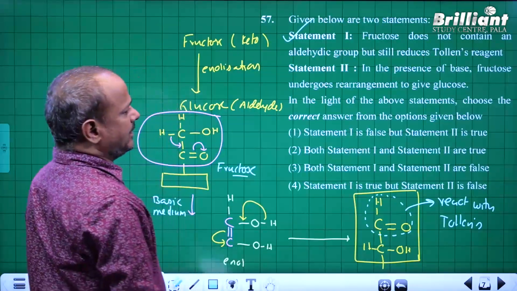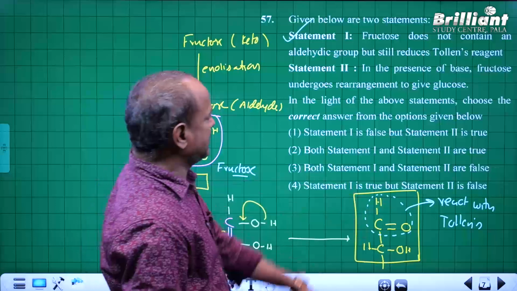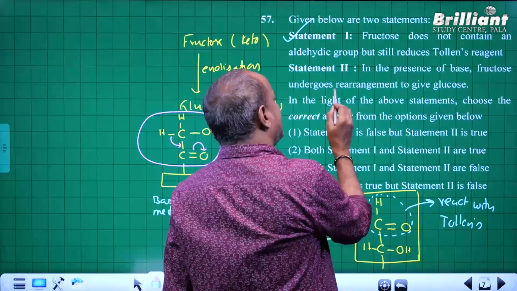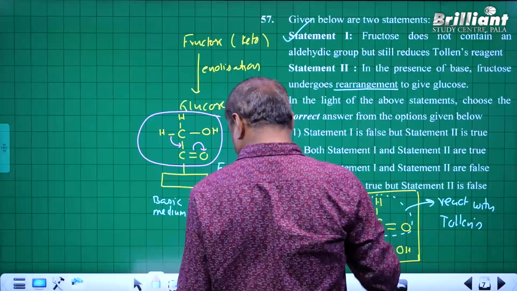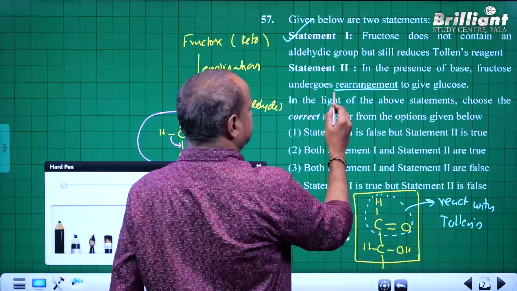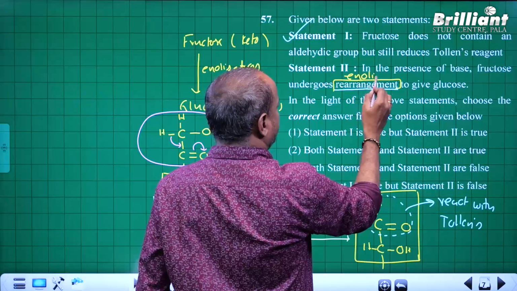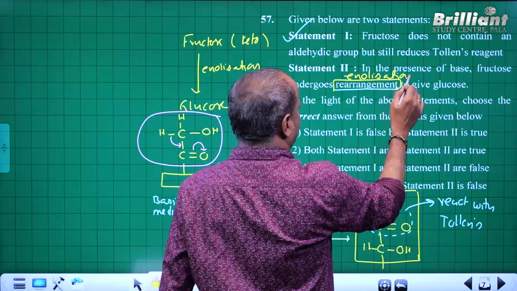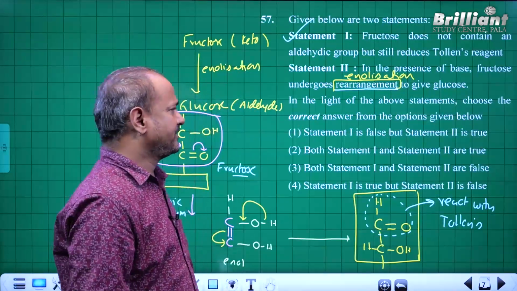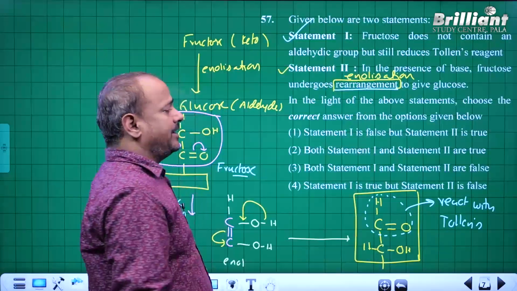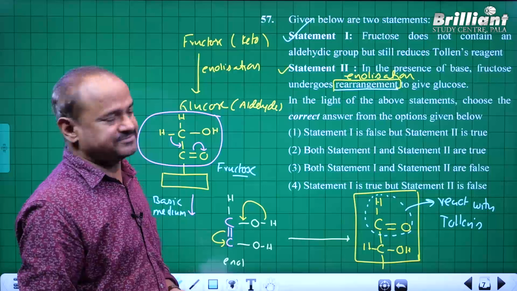Statement 2: in the presence of base, fructose undergoes rearrangement to give glucose. Rearrangement is also called enolization or tautomerization, anyone is the same. Both are true statements and the explanation is also correct.